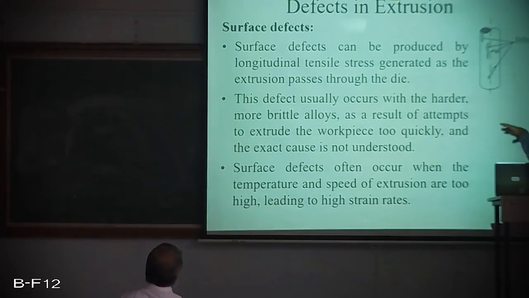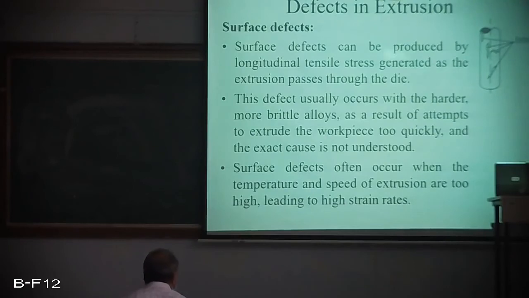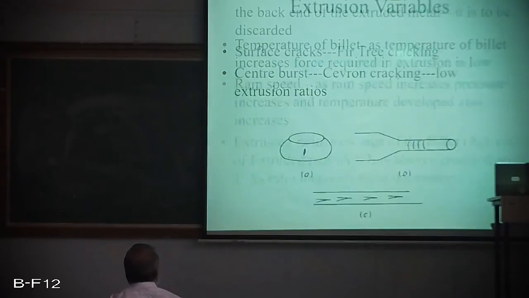So if you are extruding a brittle alloy too quickly, then this particular defect can be found, and the exact cause is not clearly understood. Surface defects can often occur when the temperature and speed of extrusion are too high, leading to higher strain rates. So this is about the different types of defects in extrusion.